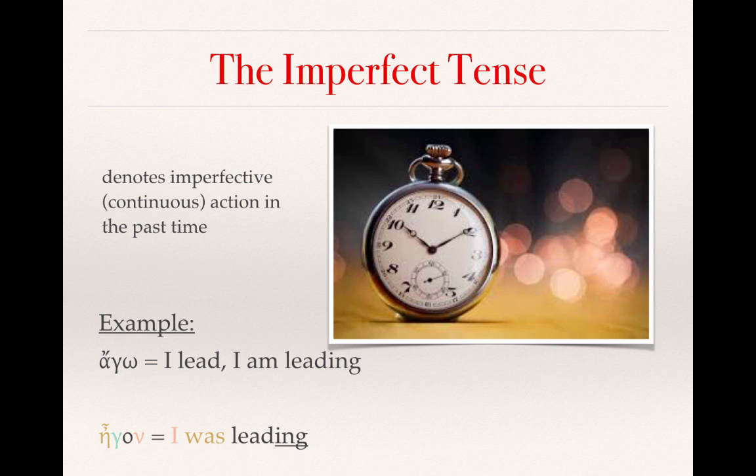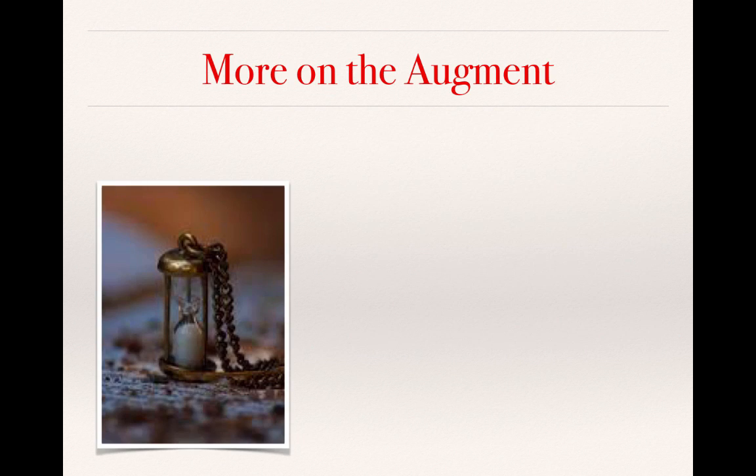Again, the imperfective or continuous nature of the imperfect tense suggests that we have to have that I was leading. It was a continuous action in the past. So that's the basic idea of the imperfect tense. We may add some nuance to that in future lessons, but that's good enough for now.